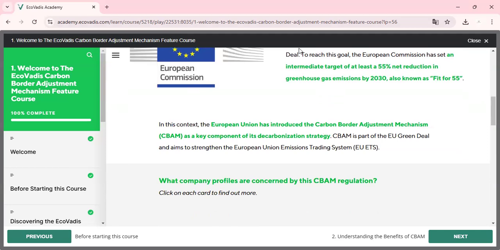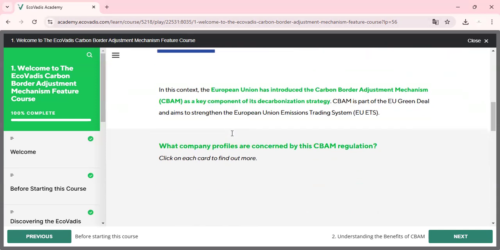In this context, the European Union has introduced the Carbon Border Adjustment Mechanism, CBAM, as a key component of its decarbonization strategy. CBAM is part of the EU Green Deal and aims to strengthen the European Union emissions trading system, EU ETS. What company profiles are concerned by the CBAM regulation?